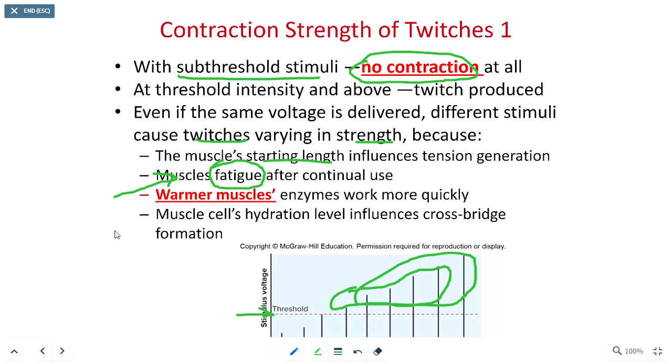We also find that warming up is going to make it so the enzymes work more efficiently within our muscles. There is a physiological advantage to warming up before athletic competitions. And then finally, the hydration level. If we don't have enough water in our bodies, the cytosol of the skeletal muscle fibers is going to be too viscous.